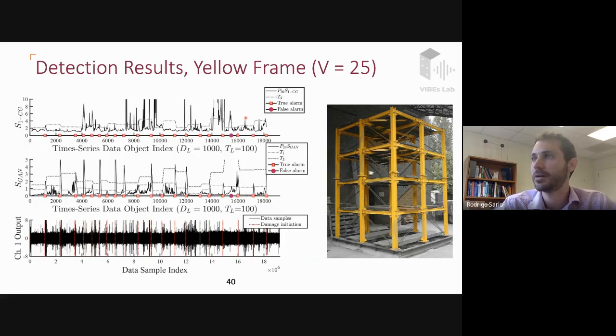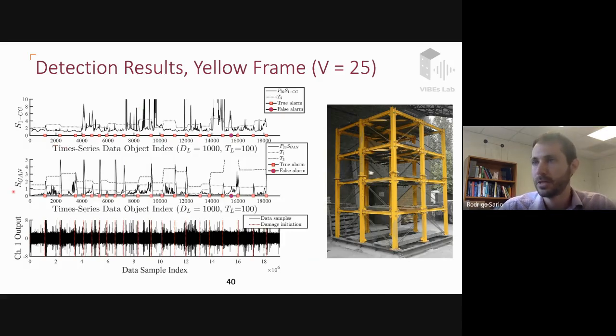And so to do that, and also demonstrate how adaptable this framework is, we tested on a couple of SHM benchmarks. So the first one was the yellow frame, which you see here is a miniature building frame, and the damage is simulated simply by removing some of the bracing elements around the structure. And so these are the results here.